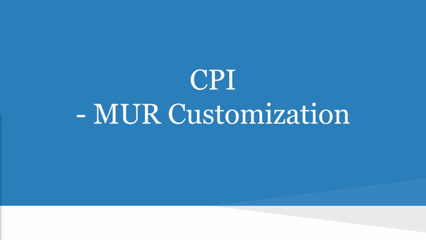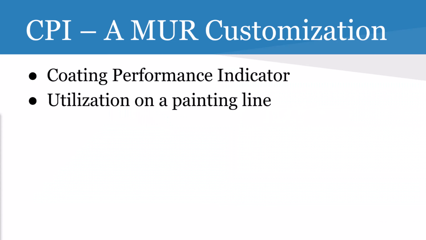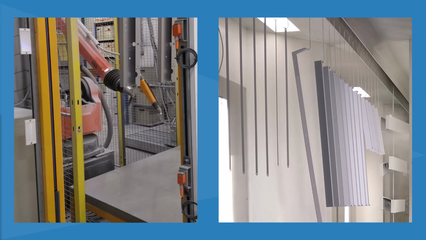So we have CPI, which stands for Coating Performance Indicator. If we have this customer with a painting line, it's a conveyor belt with items hanging, and then they have this robot painting the items. And after that, it goes into an oven.